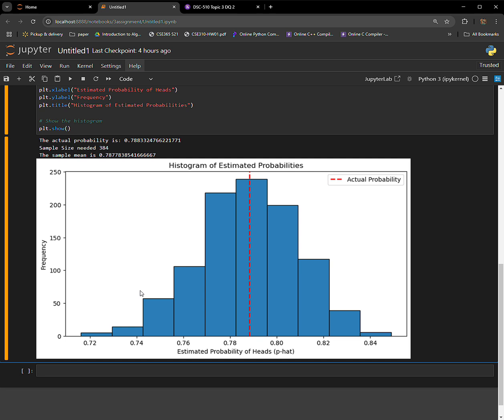So you can see it follows a normal distribution. We had more of the results closer to the actual probability, and then as you get further away, it's less likely to get results that are more standard deviations away from the actual probability.